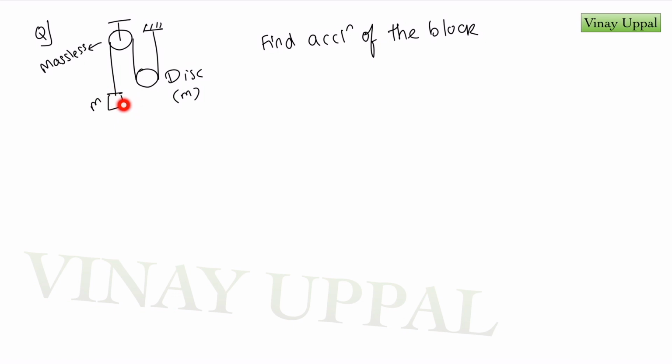So I have a block of mass m connected to a string which is going around the massless pulley, and then it is going around a disc of the same mass m which is connected to a ceiling. And the question is asking us to find the acceleration of the block, or find the magnitude as well as the direction. So do it like we did the previous question, give it a try, and then you can have a look at my solution.